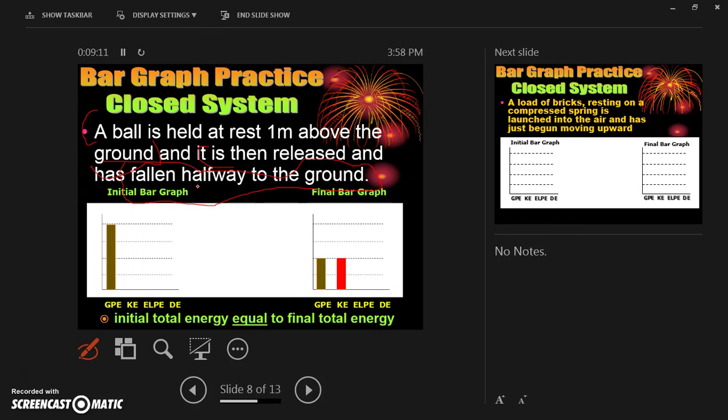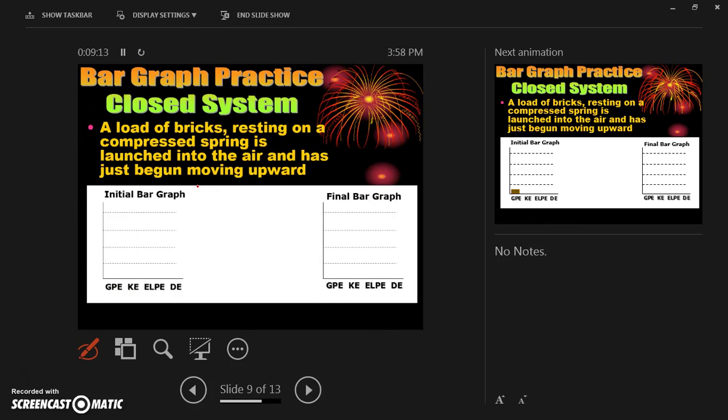Turn the page. Now you have another scenario, a load of bricks is resting on a compressed spring. Since you're talking about a spring, you will definitely have elastic potential, but since these bricks have some height off the ground, we'll give it, say, half a bar of GPE. The remainder of the energy to make the system total 4 shall be the rest of it is elastic potential.